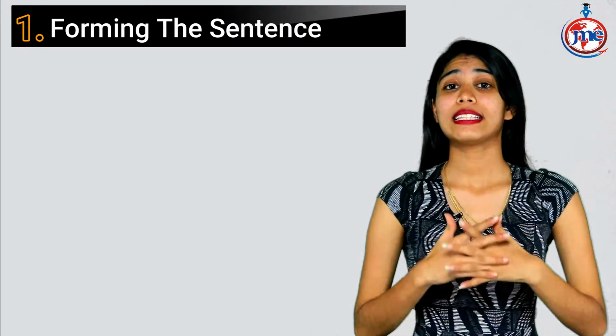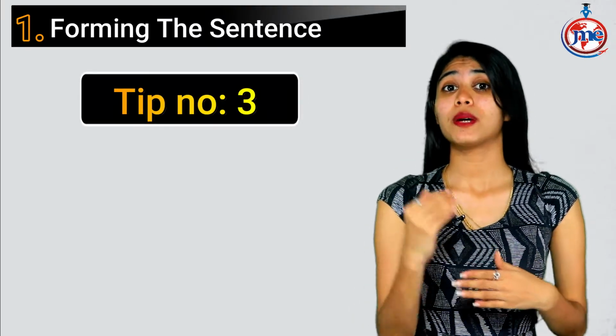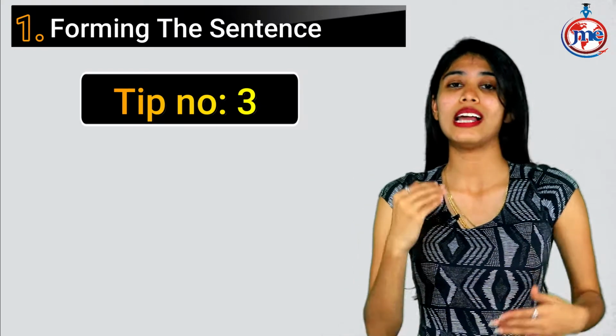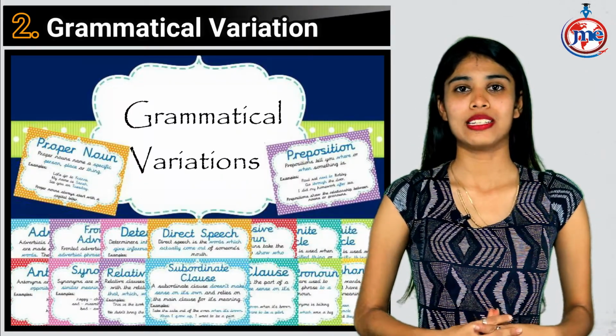Point number 1, that is forming the sentence. Students, as I have explained to you in tip number 3, you have to form a sentence for the word you are learning, and I had also given the example of the word pretty. So in the same way you have to work on point number 1, because it's an excellent way of learning and remembering new vocabularies. Point number 2, that is grammatical variations.